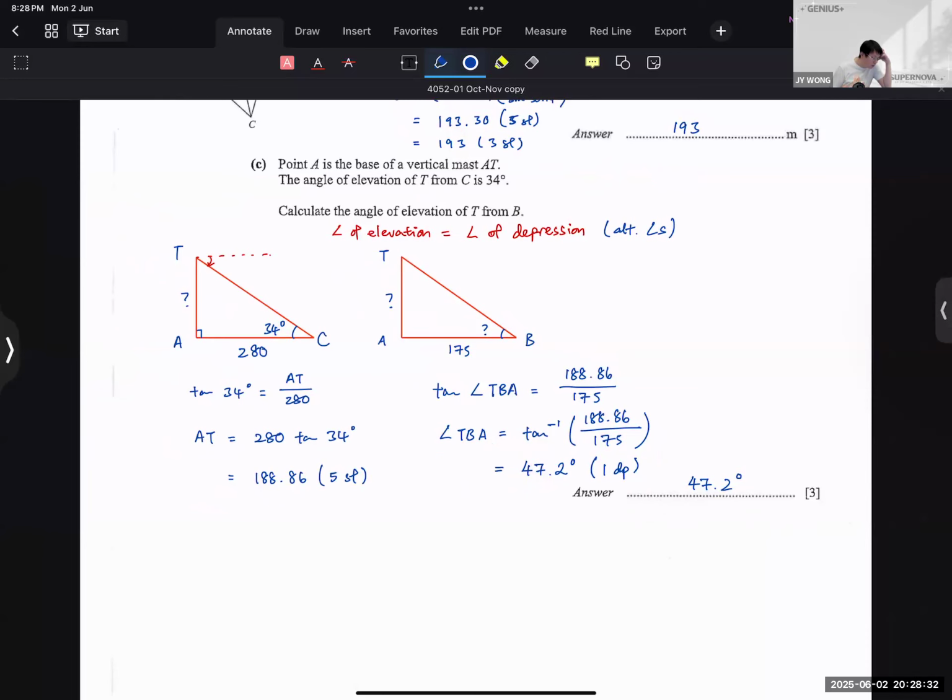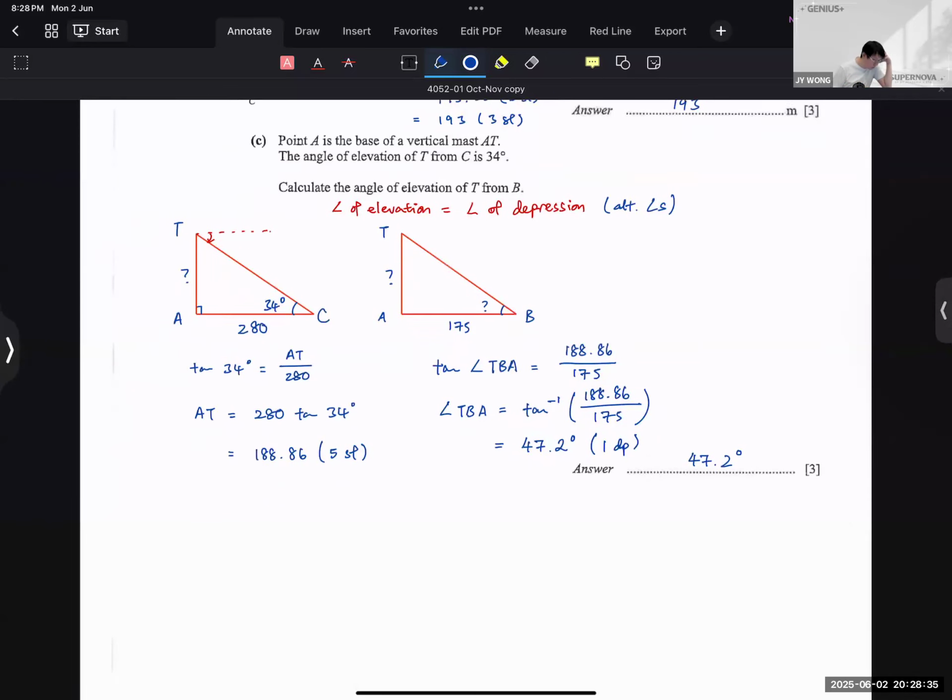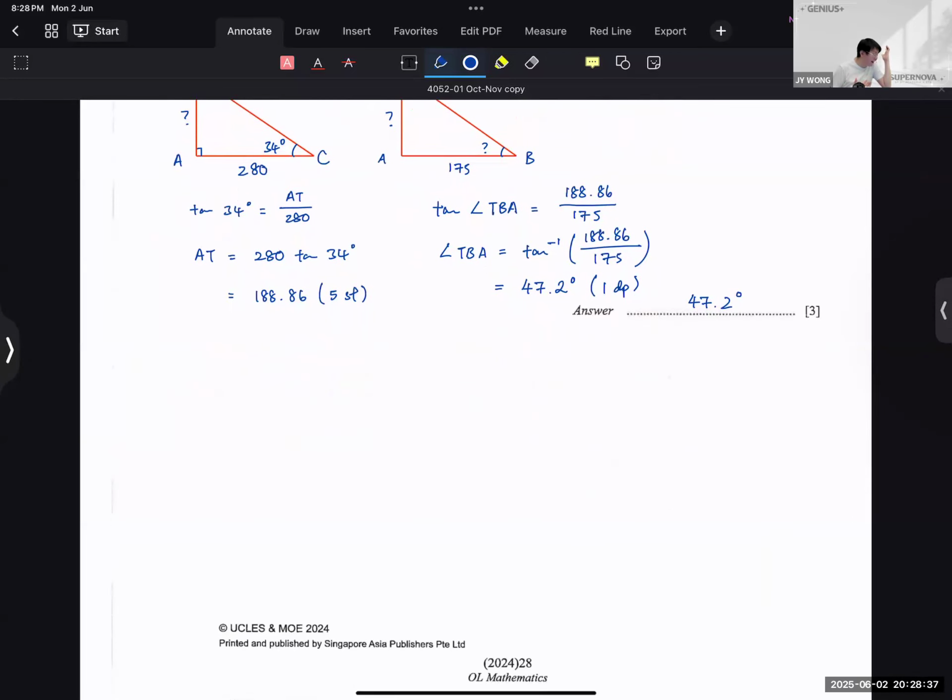Yay, we are at the halfway mark. Rejoice. Or we are only at the halfway mark, depending on how you want to look at it.